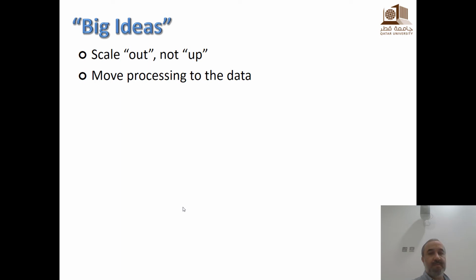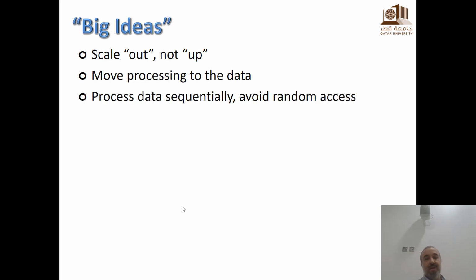Clear? Okay. So the third one: process data sequentially and avoid random access. What does that mean? Let's go through an example to tell you what that means exactly. To seek something in random access, which means anywhere, it will take time because of the latency.